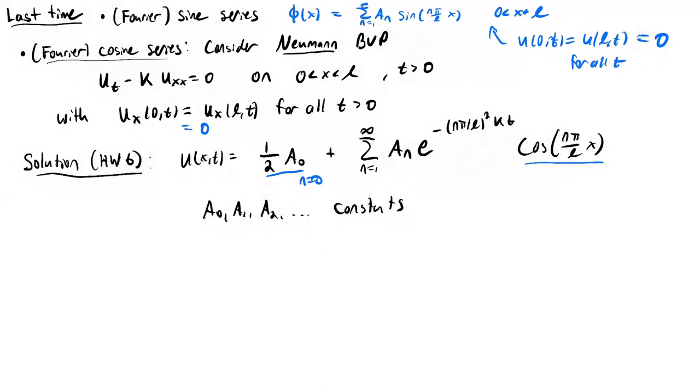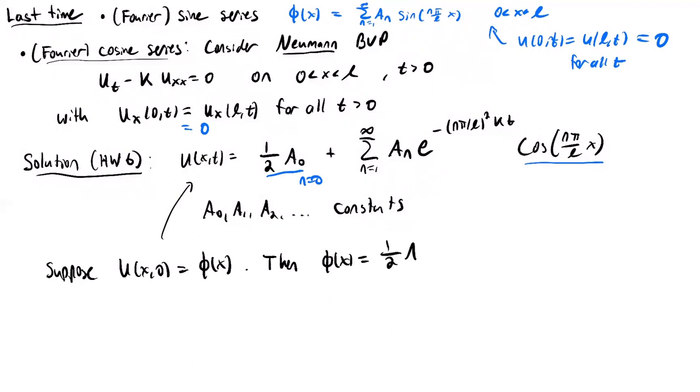So one thing to point out is, let's suppose that I have an initial condition, which you typically will need in order to say anything more meaningful about the solution. So suppose at time 0, my function is equal to phi of x, and I plug in this formula. If I plug in t equals 0 to this formula, I get the following. I need phi of x to equal 1/2 a0. The first term doesn't depend on t, so that just stays.